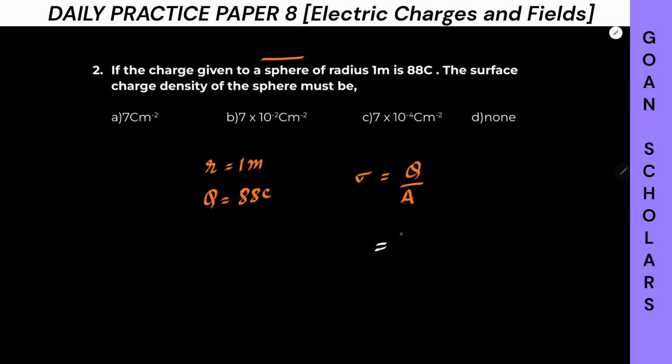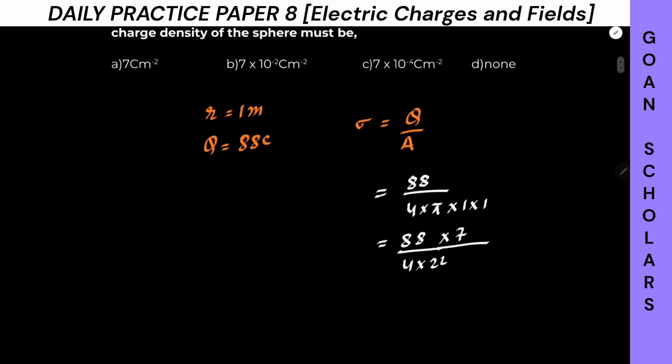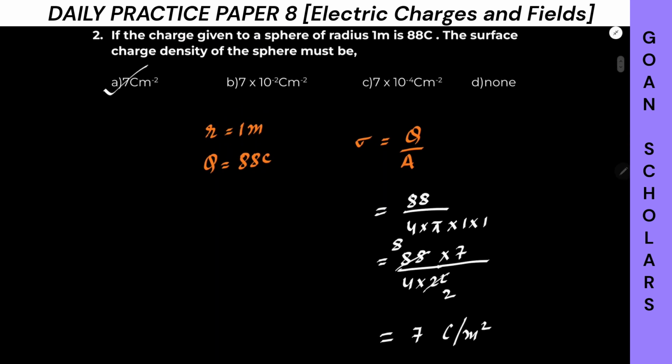Now what is Q? Q is 88. Okay. And area is 4 pi r square. So 4 into pi into r square. R is what? 1. 1 into 1 you can make it, right? 1 into 1 is 1. Okay. So this will be here 88 upon 4 into 22 by 7. Okay. 1 into 1 is 1. So let's move ahead. 22. 11 8s are 88, 11 2s are 22 and 4 2s are 8, cancel 7. 7 coulomb per meter square. Okay. And that will be your correct answer, option A. This was question number 2.